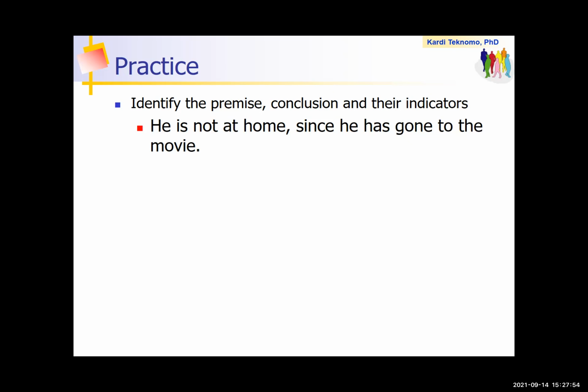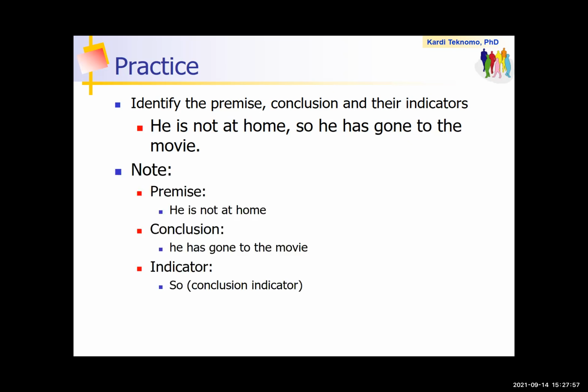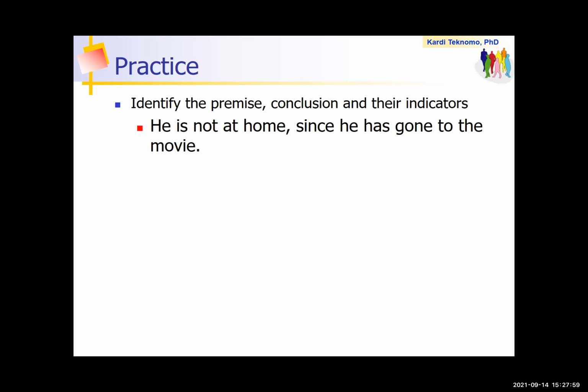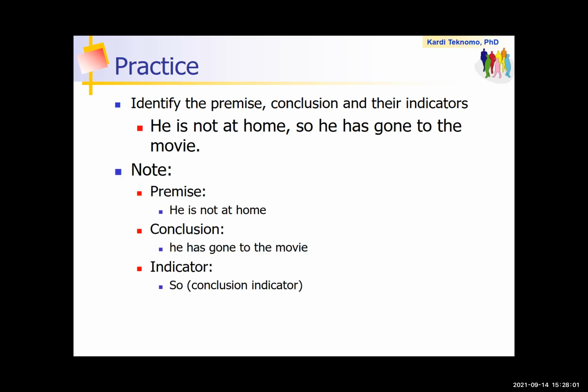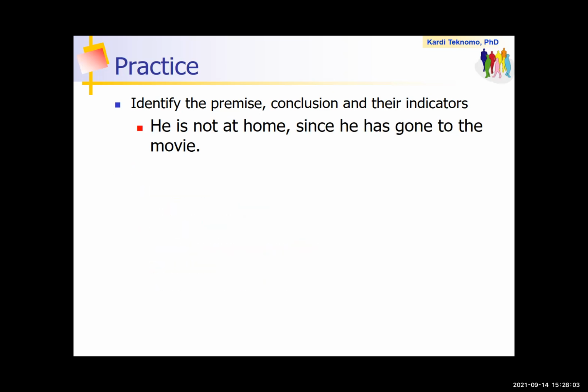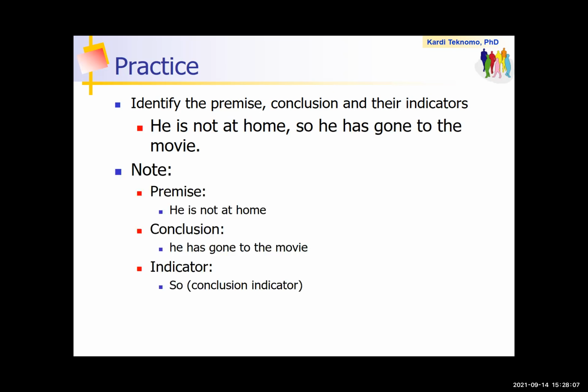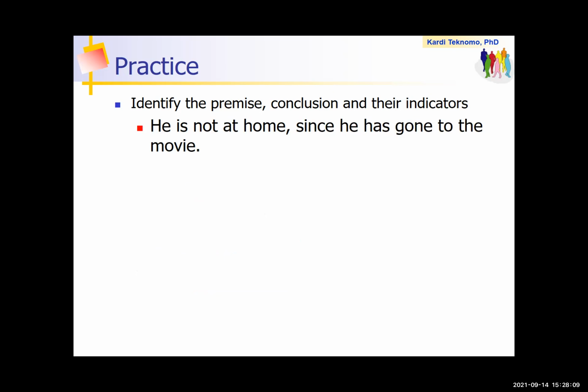So look at the sentence earlier and this one. It's exactly the same. The difference is the indicator, isn't it? A while ago, the indicator is so. Here, the indicator is since. So the result will be very much different.